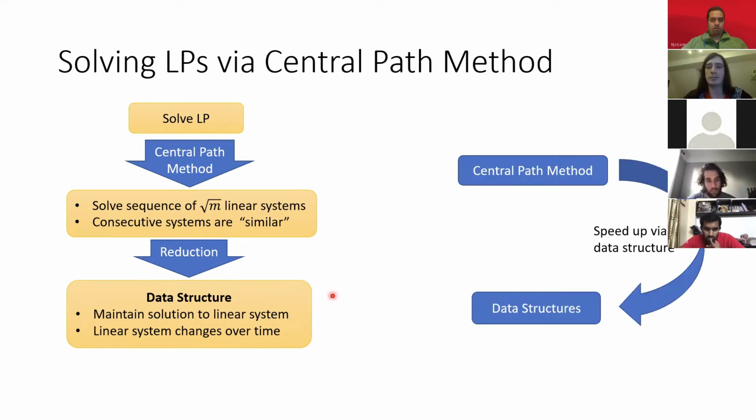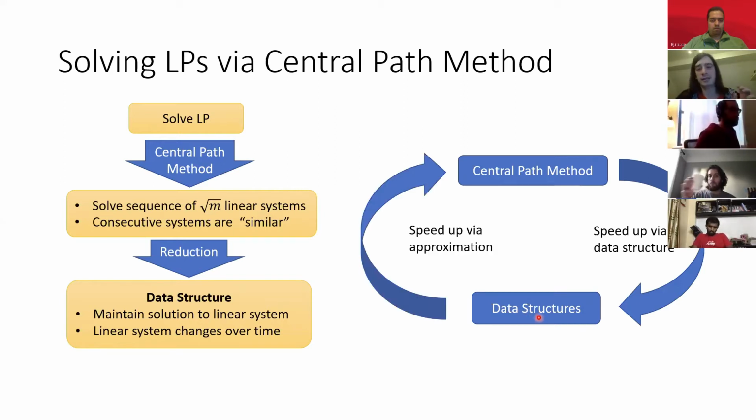And this is a classic idea, right? You have some iterative algorithm and you try to make it faster by using some kind of data structure. The interesting thing here is that this is actually a cyclic dependency, because when you perform research on these data structures, you might discover some kind of bottleneck. You might discover, oh, I can make this faster if I can use a certain type of approximation. But then you have to go back to the central path method and make sure: is it even possible to approximately solve these linear systems? Is it possible to use this faster data structure?